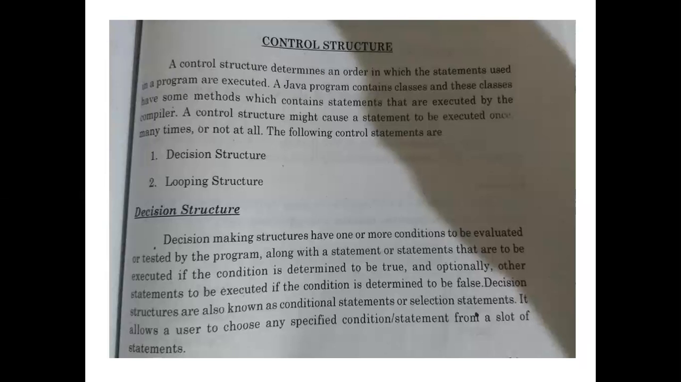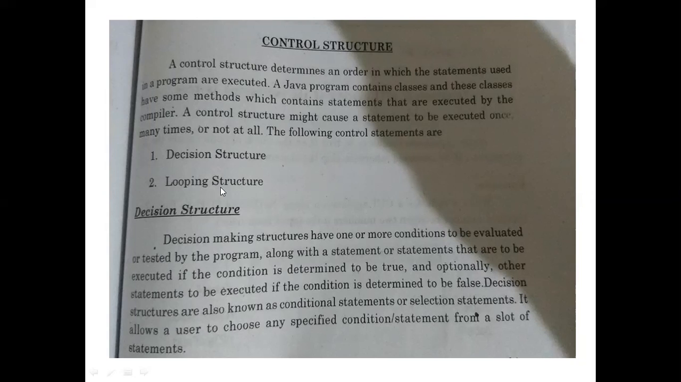So, what is a control structure? A control structure determines the order in which the statements used in a program are executed. A Java program contains classes, and these classes have some methods which contain statements that are executed by the compiler. A control structure might cause a statement to be executed once, many times, or not at all. The following are the control statements: the first one is the decision structure, and another is the looping structure.